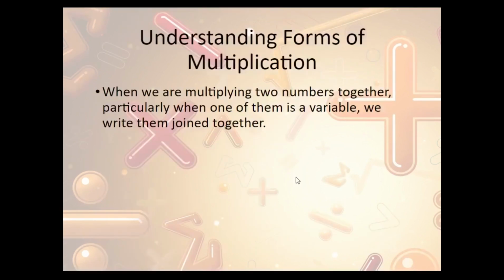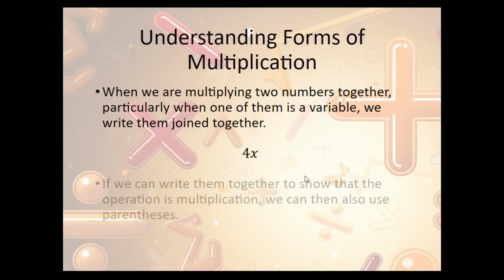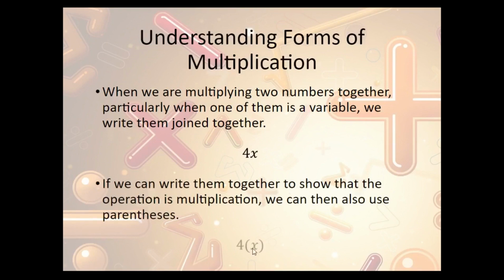So when we are multiplying two numbers together, particularly when one of them is a variable, we write them joined together. So we write them like this. So we're multiplying 4 times x. So we write them joined together. We can also use parentheses to do this. So we can write 4 and then parentheses x. They mean exactly the same thing. They're just giving indication of multiplication.